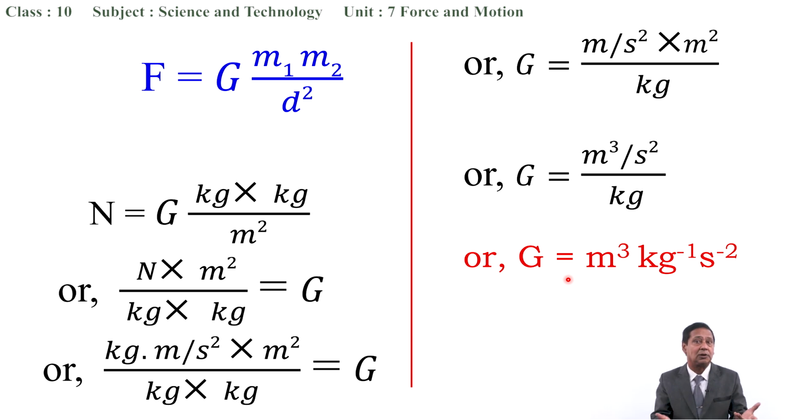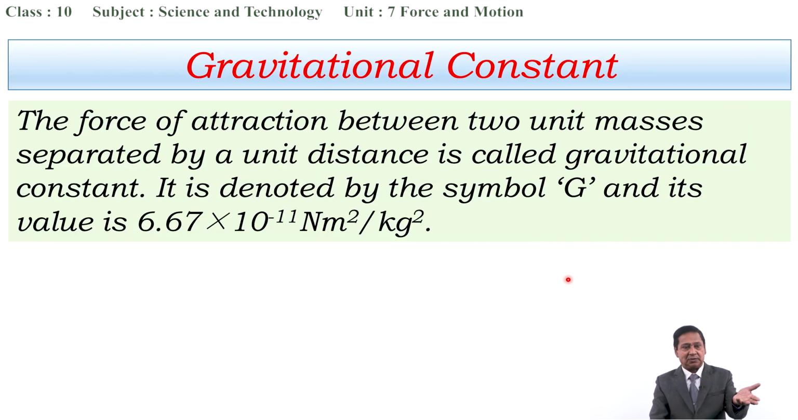If it is not equal to 1, then certainly it has a certain value. If it has a certain value, then we cannot remove G from the equation. F equal to G m1 m2 by d square remains the same. G cannot be removed. Okay. What is the reason why we are not removing G? It's clear, isn't it? Now let's go back to the same.